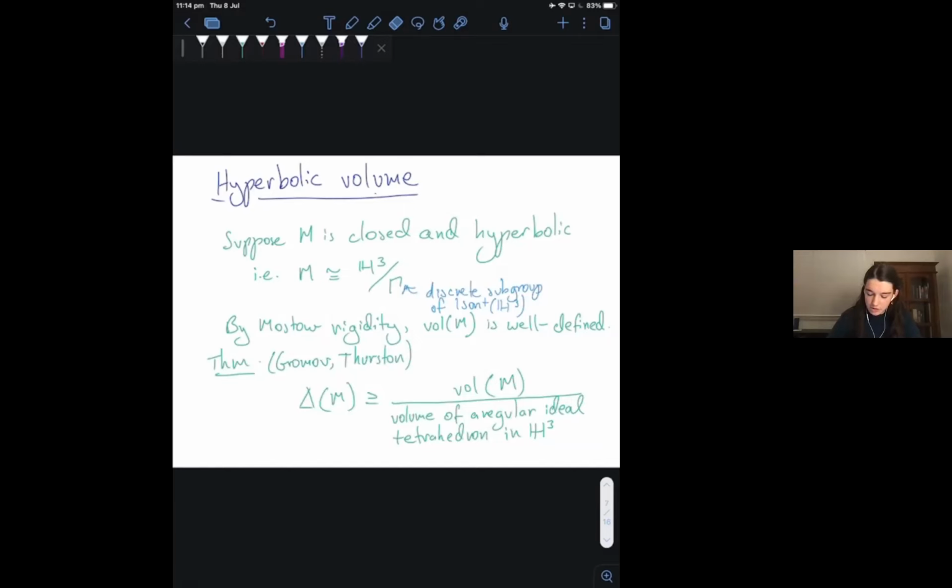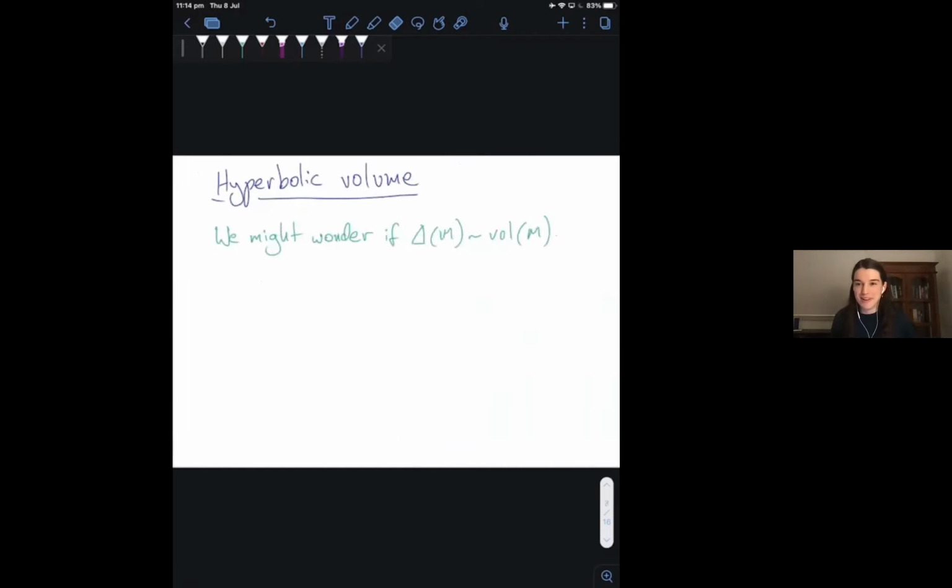But a natural question to ask is: does this mean that all this time I've been telling you about triangulation complexity, I've just been secretly telling you about hyperbolic volume? That'd be really cool if it was true. But it turns out you can see that it's not true. So, hyperbolic Dehn surgery.